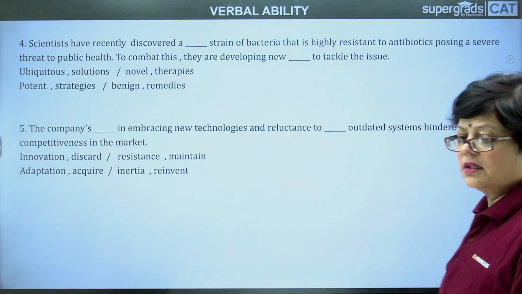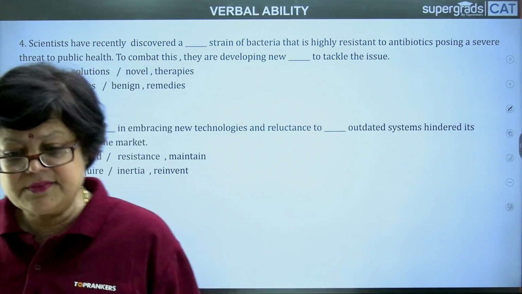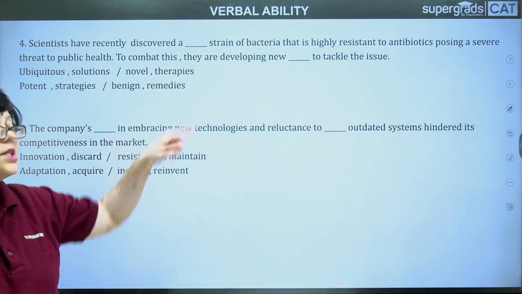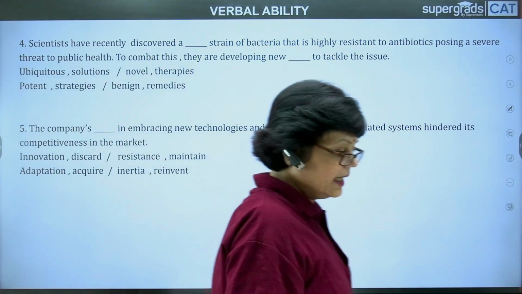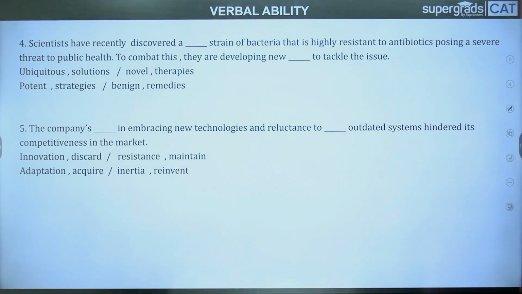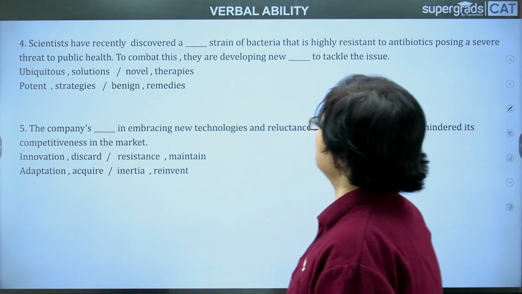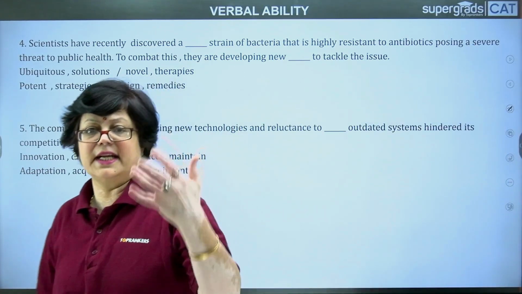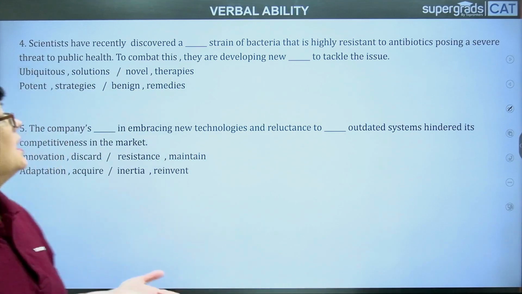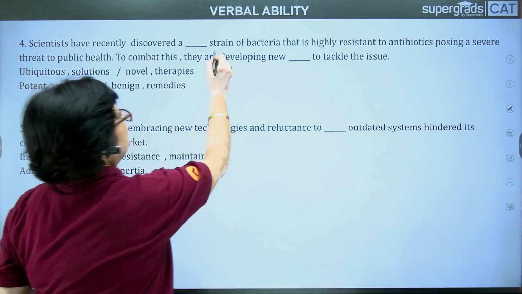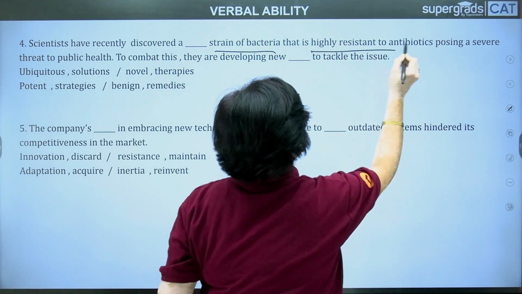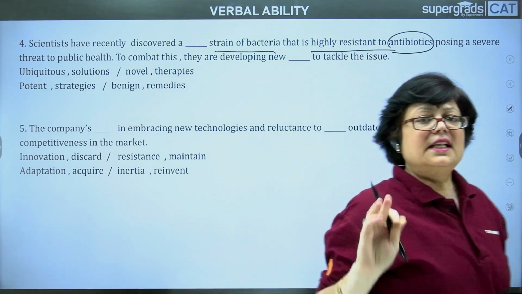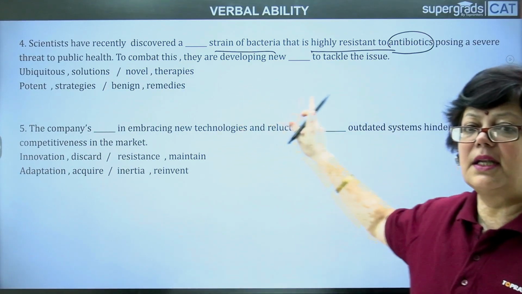Now, take this example. Scientists have recently discovered a dash strain of bacteria that is highly resistant to antibiotics, posing a severe threat to public health. To combat this, they are developing new dash to tackle the issue. What is the meaning? Scientists have recently, means of late, recently means in the present times, discovered a dash strain of bacteria that is highly resistant to antibiotics. The antibiotics do not have any effect on this particular bacteria.